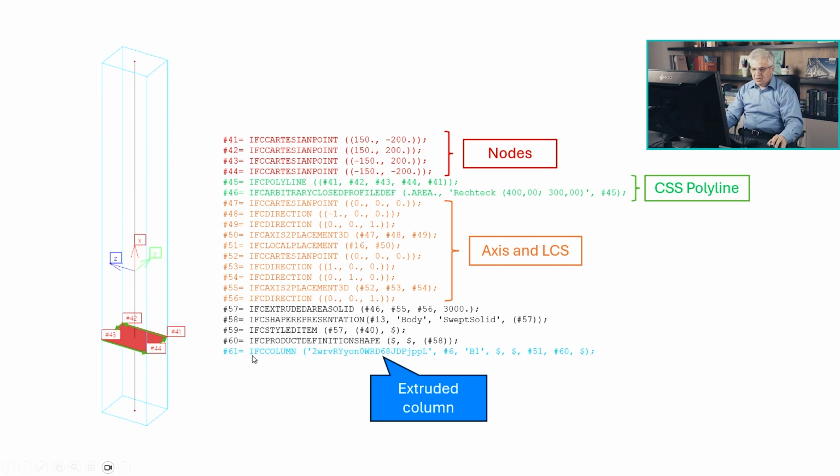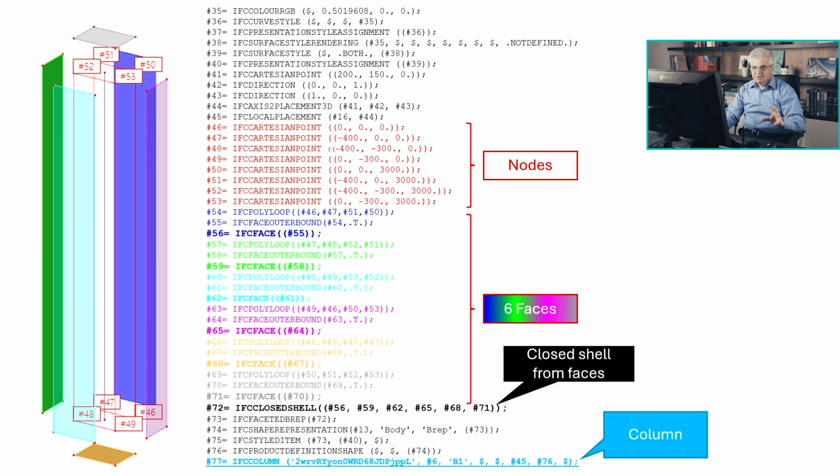And on line 61 we have this IFC column, which consists of line 6, the name is B1, then we have 51. 51 is the local placement. 60 is the definition of the line, and this is the description of my column. So we get the axis and cross section. Sometimes it's not the correct cross section, sometimes it's imported as a general cross section, so you sometimes have to convert it in SCIAEngineer, but mostly it works.